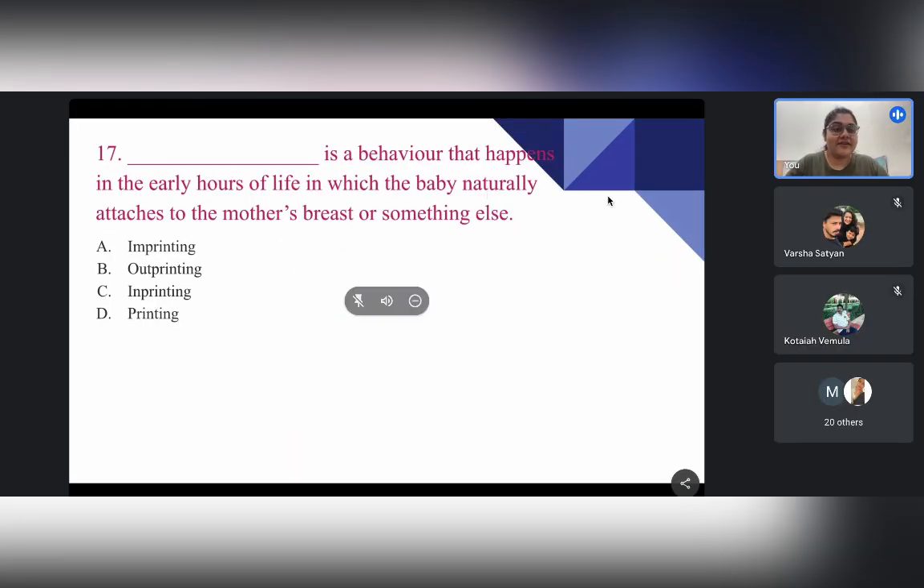So what is a behavior that happens in the early hours of life in which the baby naturally attaches to the mother's breast or something else? What is the answer to this? Option A, ma'am. Okay. Anybody else? Option A, imprinting. Option B, outprinting. Option C, inprinting. Option D, printing. So you have said imprinting. Does anybody know what is imprinting?